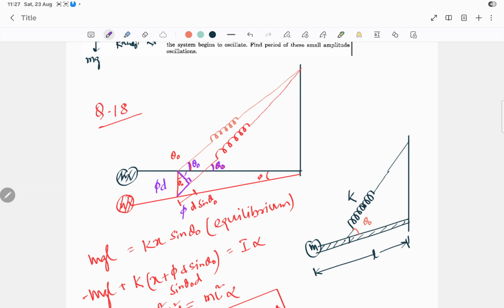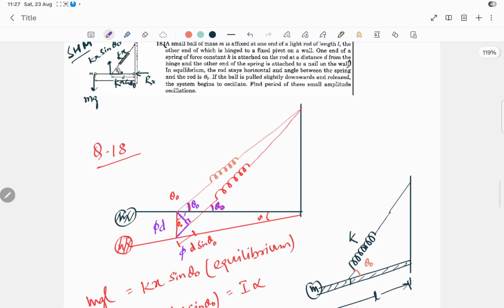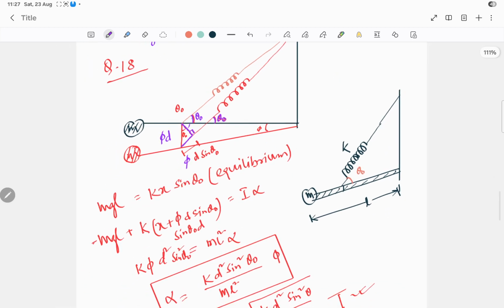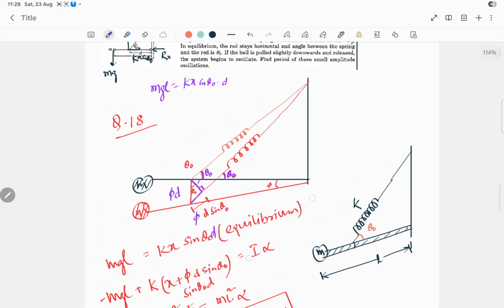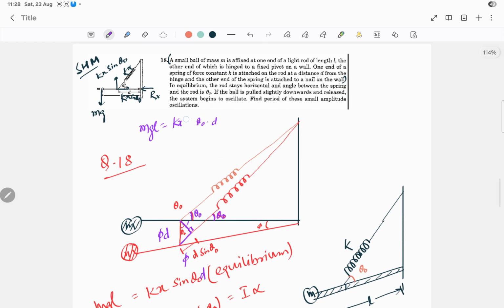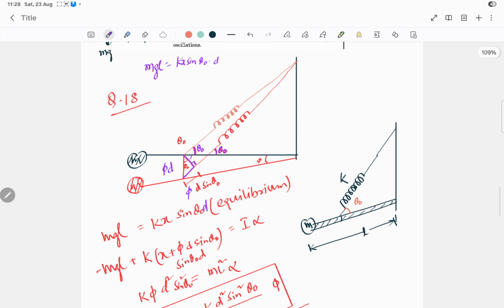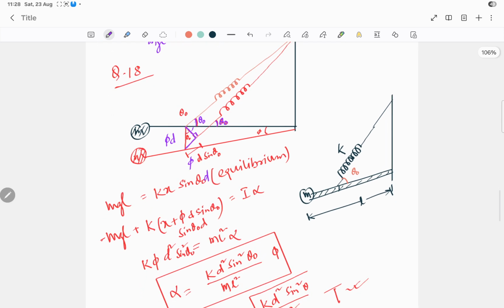So the initial condition was like this. As it is in equilibrium, you may write mgl is equal to kx cos theta naught into d. What I have written here is wrong; it should be kx sin theta naught into d, because the sine component of the force is acting upward. Mg is trying to pull this downward, and kx sin theta naught is trying to pull this upward. So mgl is equal to kx sin theta naught d.